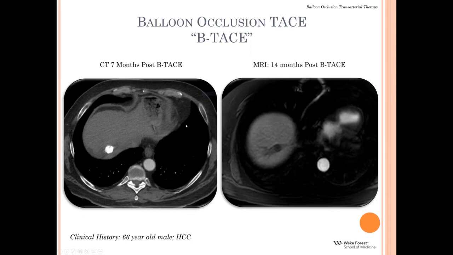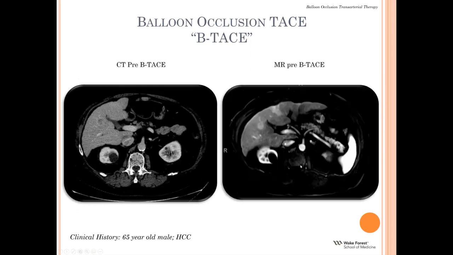And this is how he's gone since then. This was 7 months later on a non-contrast scan. You can still see persistent, very dense, uniform staining of this. 14 months later on a contrasted MR, there's still no evidence of any viable tumor there. I think he's now 2 years out with still no evidence of viable tumor. So this is a nice way to do chemoembolization with an ultra-selective technique using conventional chemoembolization and balloon occlusion microcatheter.